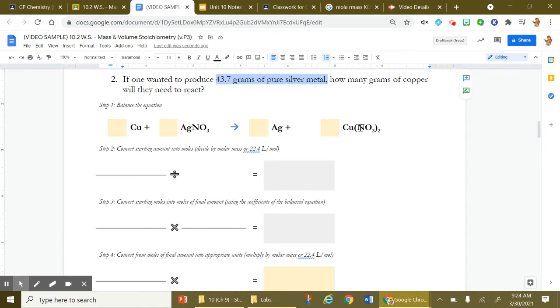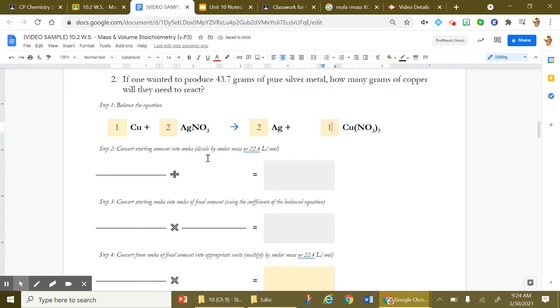All right, now I see 2 nitrates over here, and I see only 1 nitrate over here, so I'm going to put a 2 in front. Okay. Oh, and now I got 2 silvers, so I got to put a 2 here to balance the silvers. So 1, 2, 2, 1. Okay, so let's take a look.